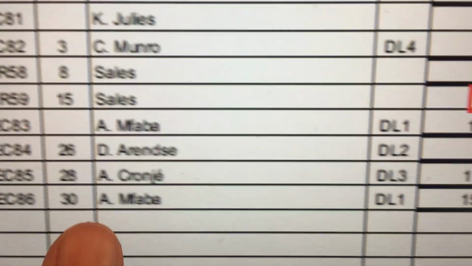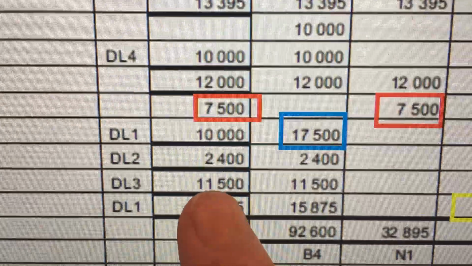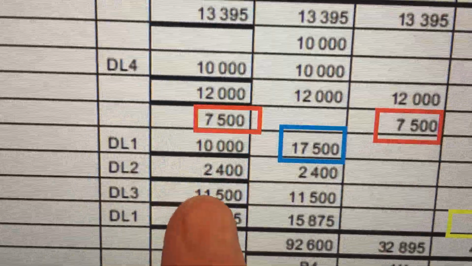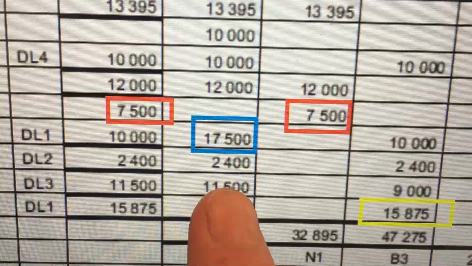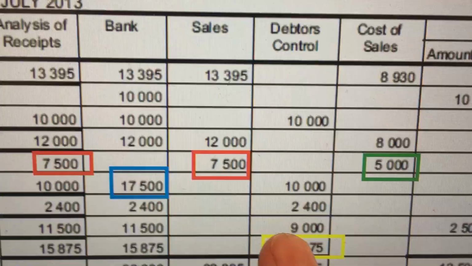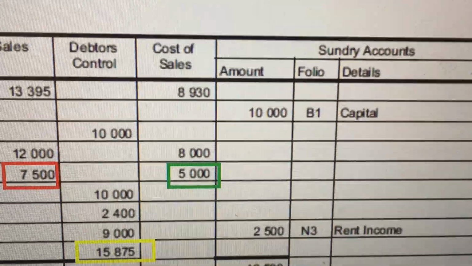So we're going to issue him with the receipt. Who are we receiving money from? Cronia. We've received the total. It's the 9,000 plus the 2,500 into the till, and at the end of the day we banked it. We received 9,000 in payment of his account, and we received 2,500 for rent income.